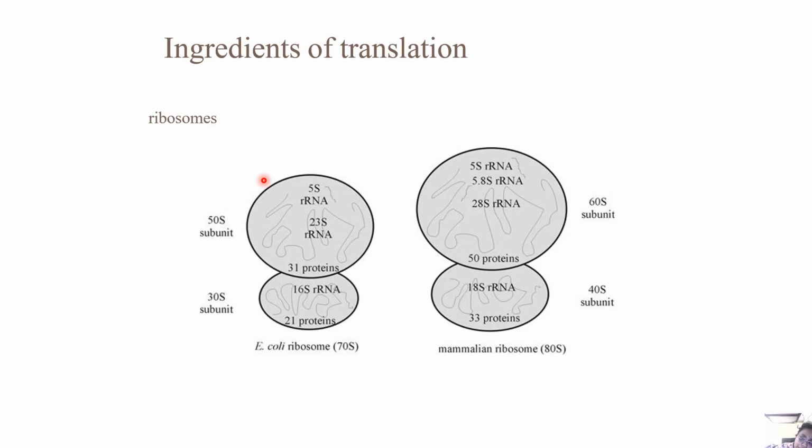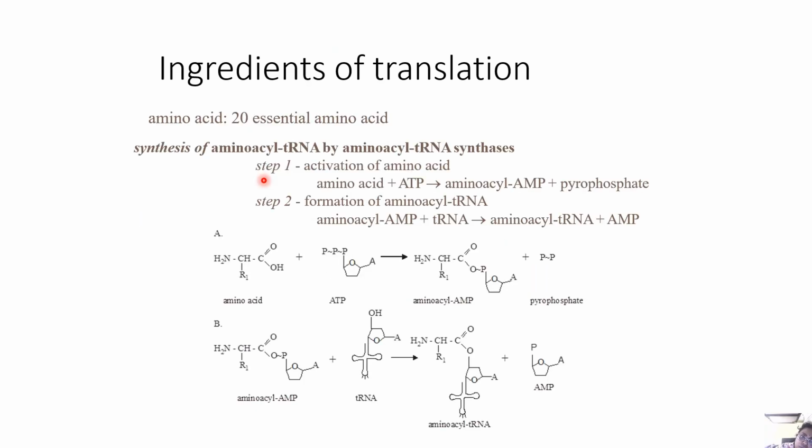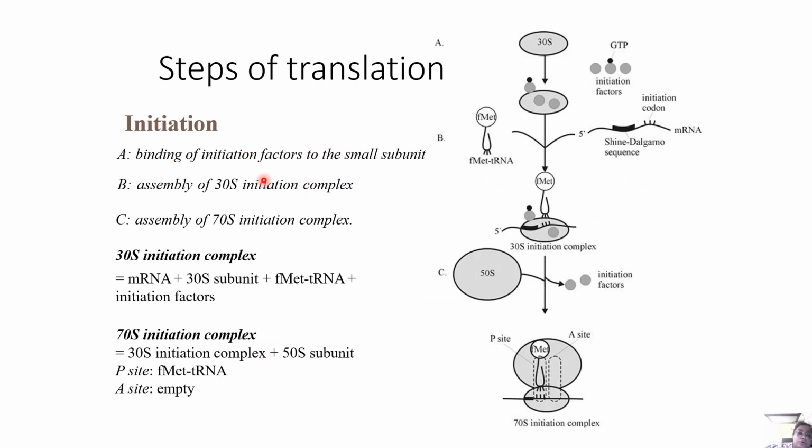Now, what are the ingredients of translation? Ribosomes and tRNA, and mRNA, polycistronic mRNA from prokaryotes and monocistronic mRNA from eukaryotes. So, synthesis of aminoacyl tRNA is by aminoacyl tRNA synthetase. Step 1 is activation of the amino acid: amino acid plus ATP will give rise to aminoacyl AMP plus pyrophosphate. And step 2 is formation of aminoacyl tRNA: aminoacyl AMP and tRNA will give rise to aminoacyl tRNA plus AMP. You can try to remember these structures because these are very important.